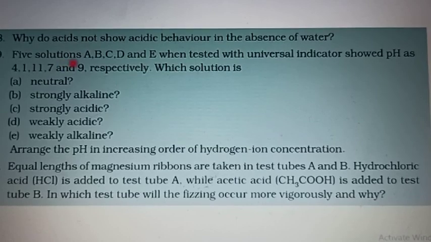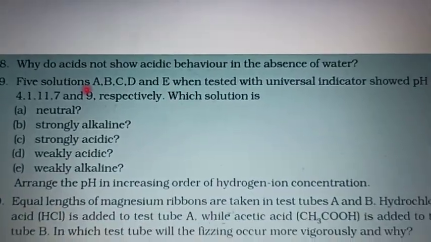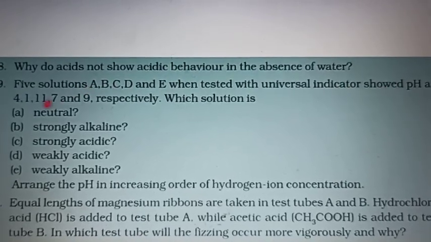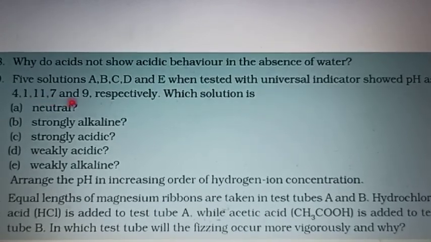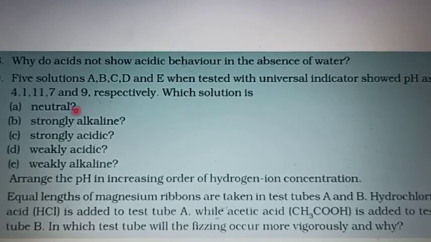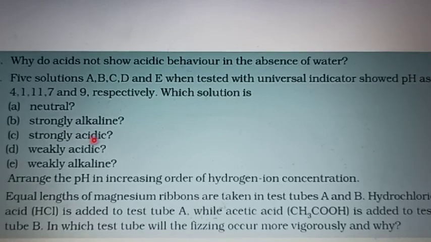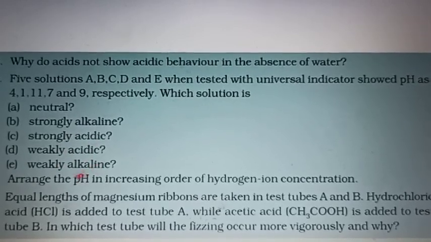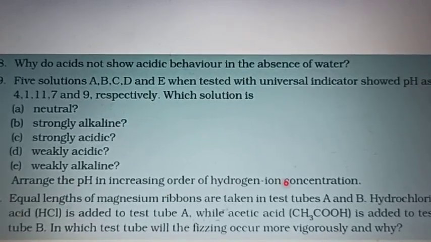5 solutions A, B, C, D and E, when treated with universal indicator, showed pH as 4, 1, 11, 7 and 9 respectively. Which solution is neutral? Which solution is strongly alkaline, strongly acidic, weakly acidic or weakly alkaline? Arrange the pH in increasing order of hydrogen ion concentration.